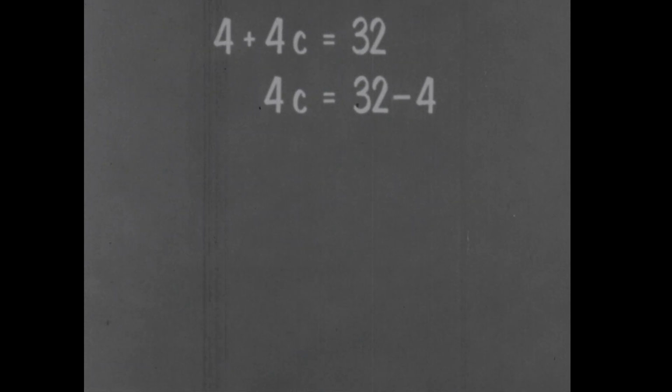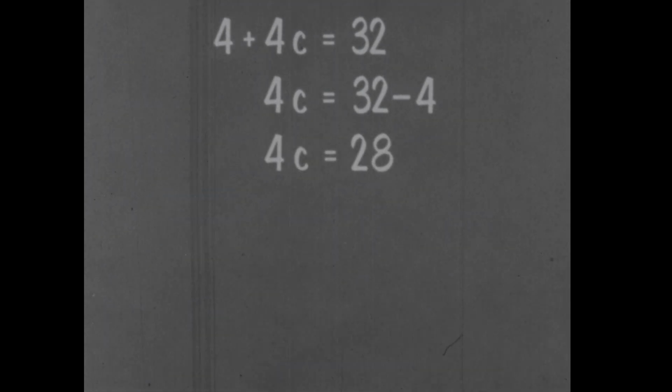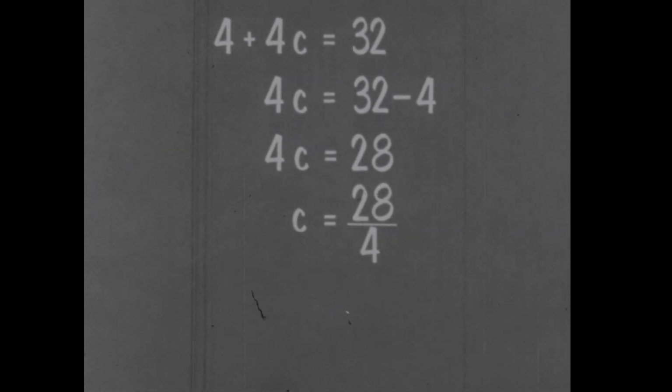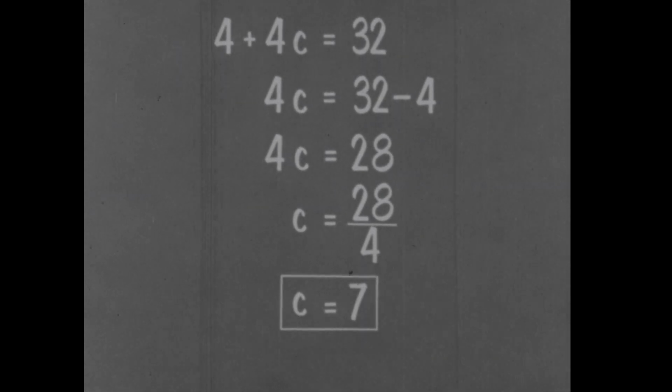This tells us that 4C equals 32 minus 4, or 4C equals 28. Next, divide both sides of the equation by 4. This tells us that C equals 28 divided by 4, so C equals 7. The unknown capacity of the medium-sized container is 7 ounces of water. We can see that letting a letter stand for an unknown number makes a problem easy to solve using algebra.